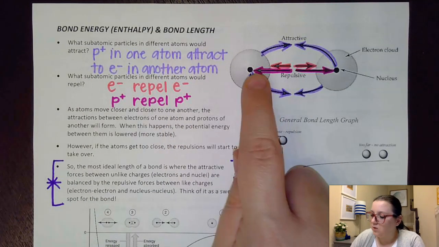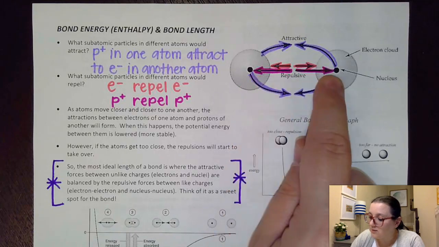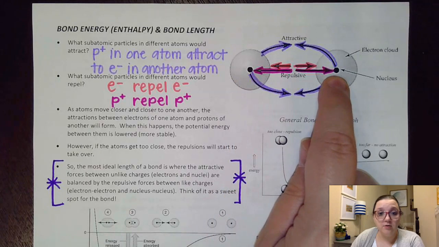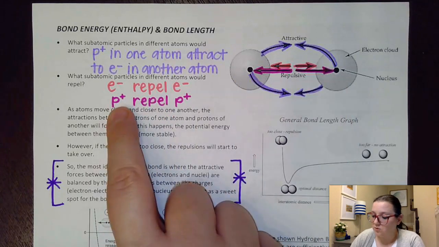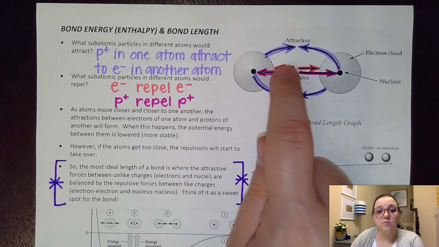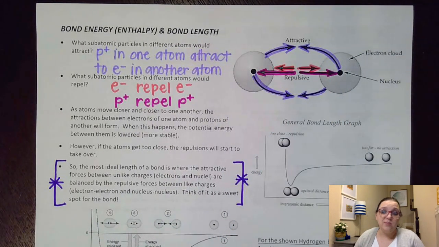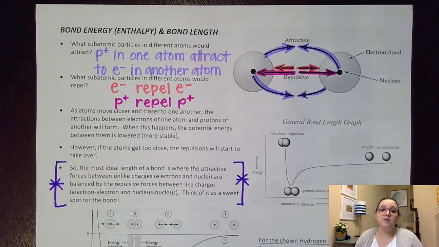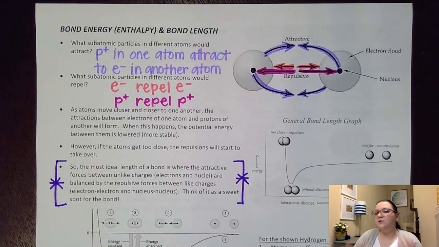Well, when I'm dealing with repulsions, you notice here that a nucleus that has positives is repelling another nucleus with positives. So protons repel protons, but also we notice that the electron clouds are also repelling each other because, again, they're both negative. So electrons repel electrons. So those like charges end up repelling each other. So here's the problem with covalent bonding. I have to ensure that these attractive and repulsive forces are basically balanced.